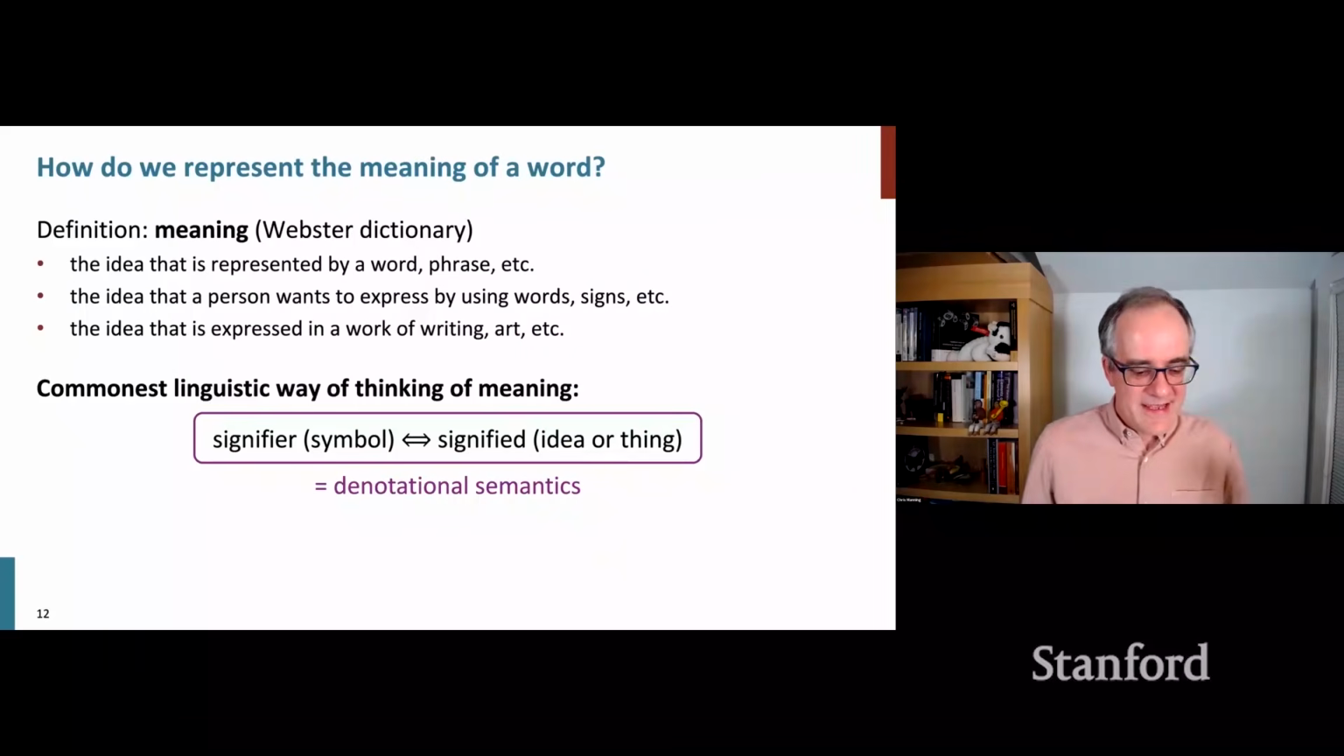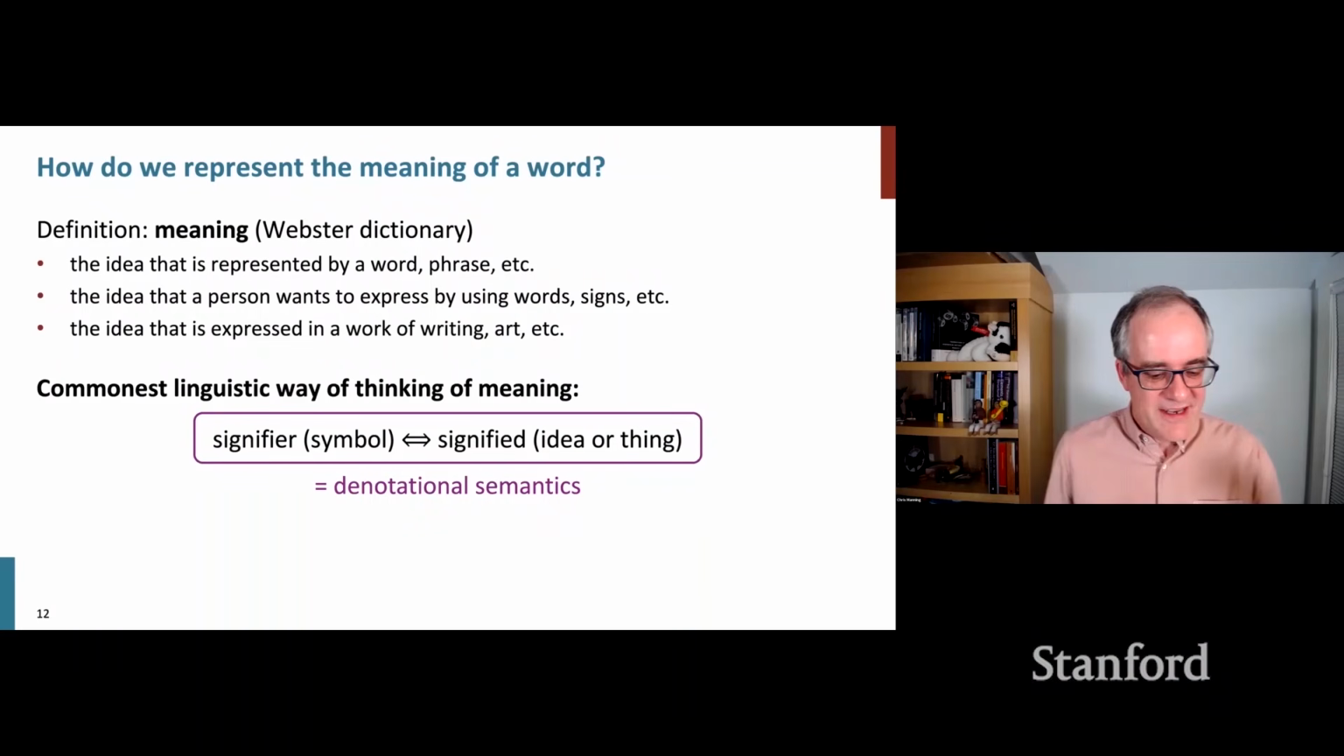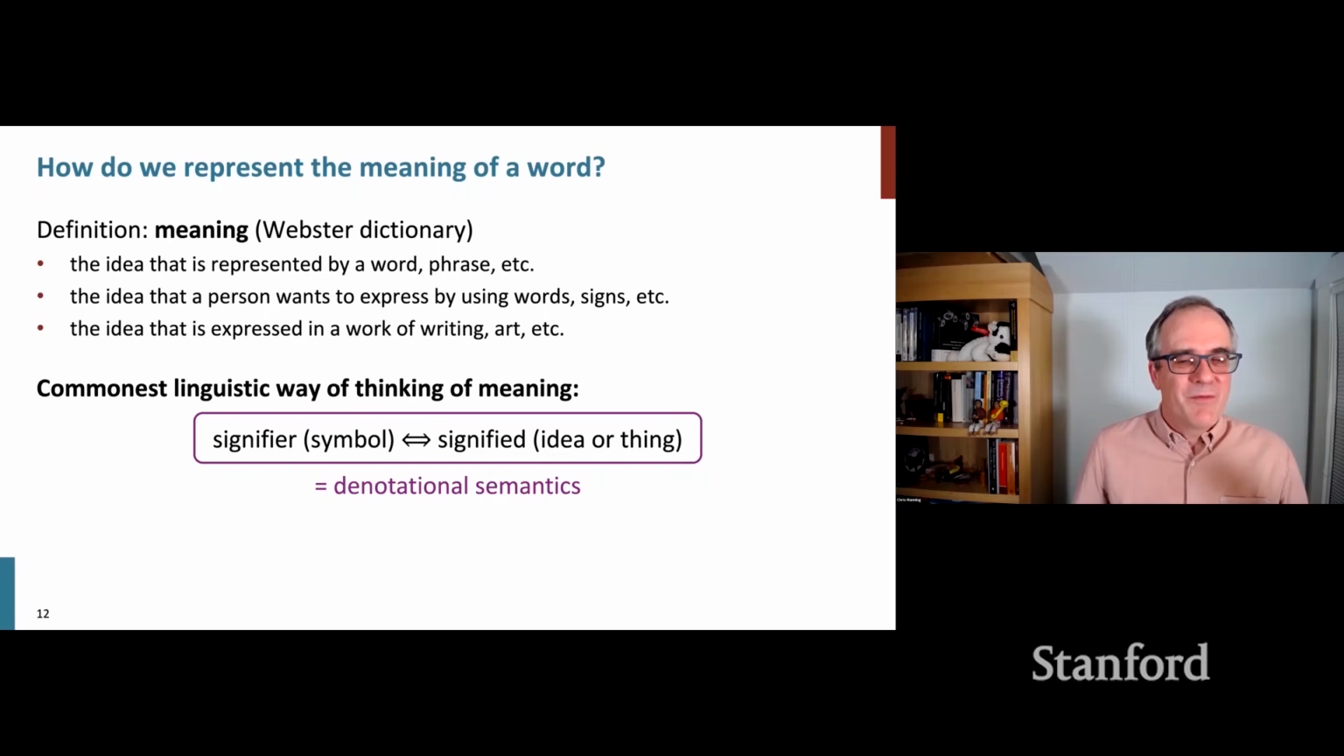Okay, so that leads us straight into this topic of meaning, and how do we represent the meaning of a word? Well, what is meaning? Well, we could look up something like the Webster Dictionary and say, okay, the idea that is represented by a word, the idea that a person wants to express by using word signs, etc. The Webster's dictionary definition is really focused on the word idea somehow, but this is pretty close to the commonest way that linguists think about meaning.